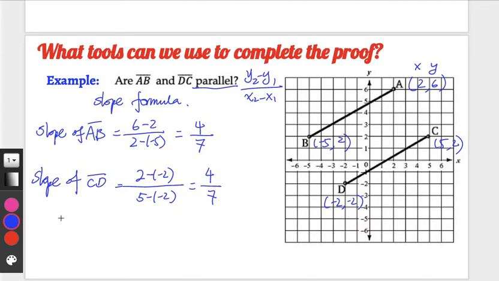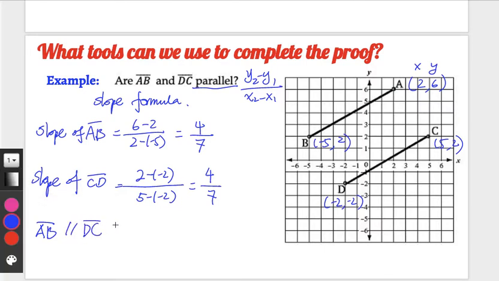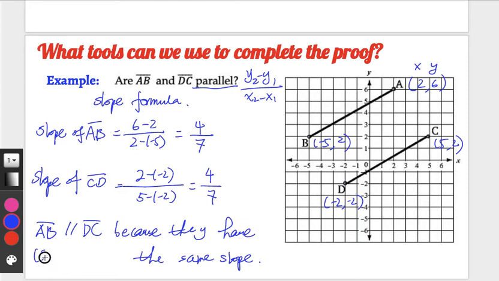So we are going to write down the final conclusion here. Let's just use a symbol: AB parallel DC, because they have the same slope. Because in coordinate geometry, same slope means they're parallel. So that sentence serves as the conclusion.